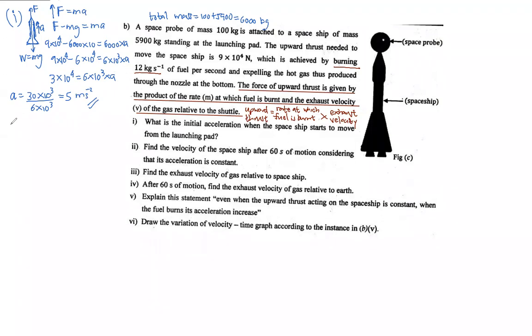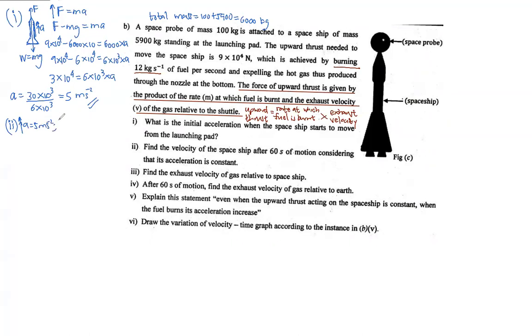Roman 2: find the velocity of the spaceship after 60 seconds of motion, considering that its acceleration is constant. How do we do that? The acceleration of the ship is 5. You can't put 10 now; we have found it as 5 m/s². So you should not bother about gravitational acceleration. We have considered gravity and everything and only got this answer. Now the ship has an acceleration of 5 m/s².